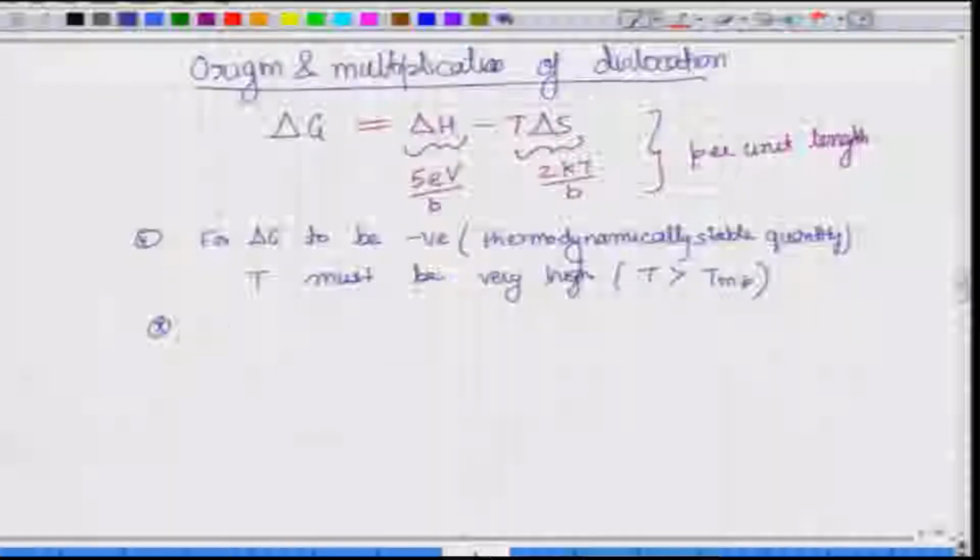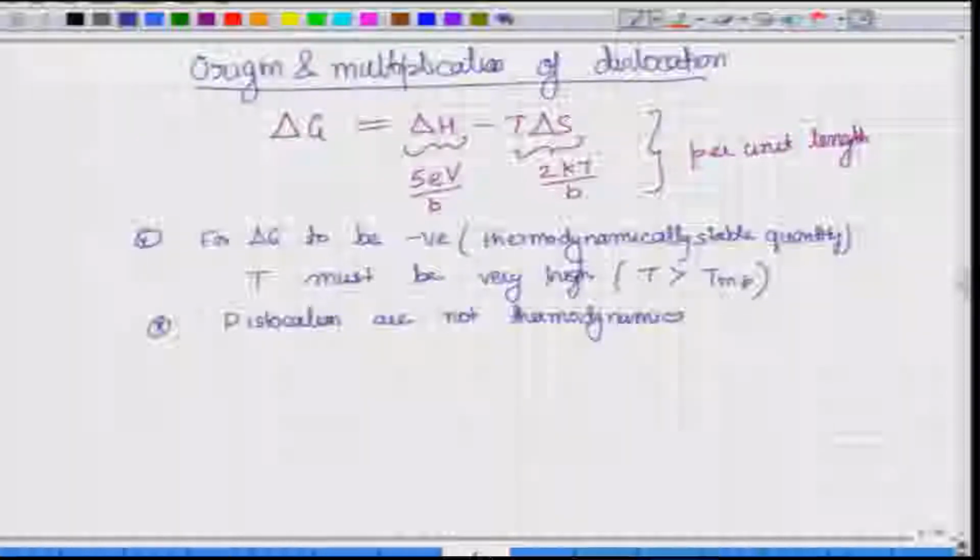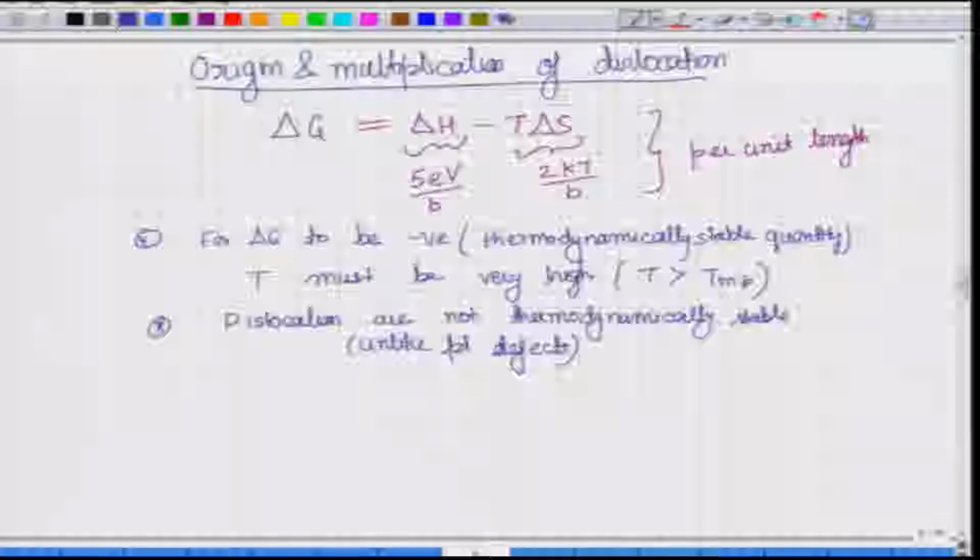So, it means that dislocations are not thermodynamically stable, at least as long as the crystal structure exists, unlike point defects. We saw that point defects can be stable. But then the question arises: why do we see dislocations?